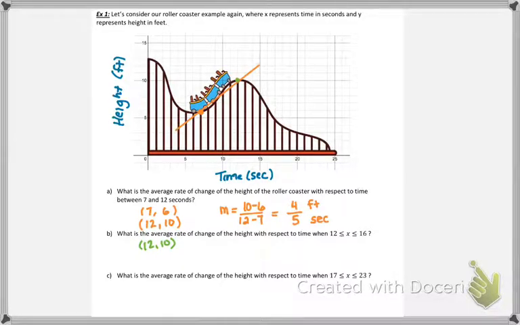And then at 16 seconds, right here. Just going to estimate 16 seconds. It is at, looks like it's at 6 feet again. Okay, so now if I want to find the average rate of change, now I can see that it is decreasing. So my average rate of change is going to be negative because I am decreasing in height.